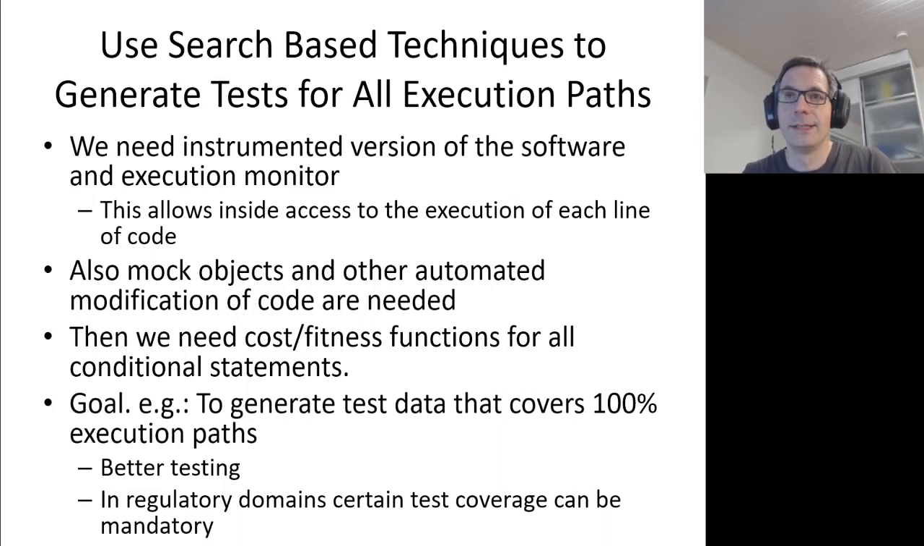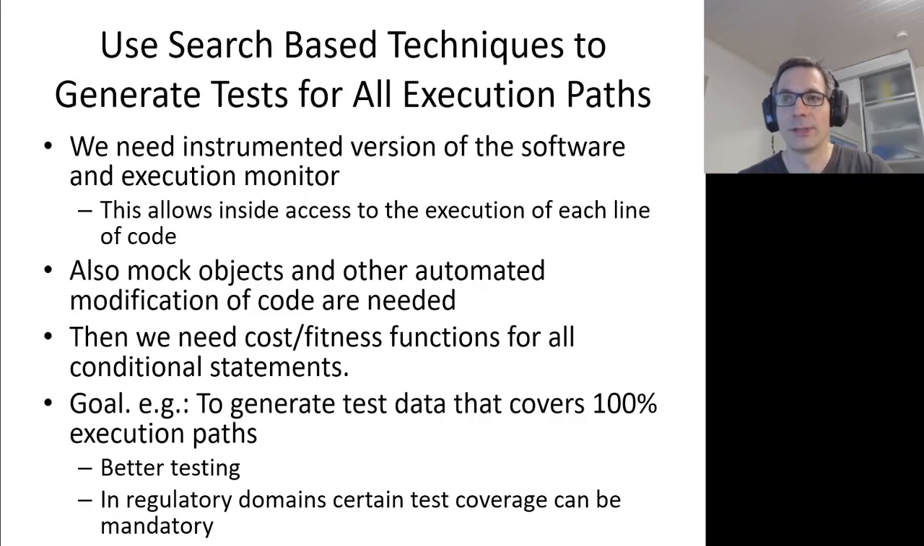What is needed is an instrumented version of the software and an execution monitor. An instrumented version basically means that you can modify the source code statements automatically, and you need an execution monitor to understand which source code lines have been covered. This allows inside access to the execution of each line. Also, some other things are needed, like mock objects and other automated modifications. We also need cost and fitness functions for all the conditional statements.